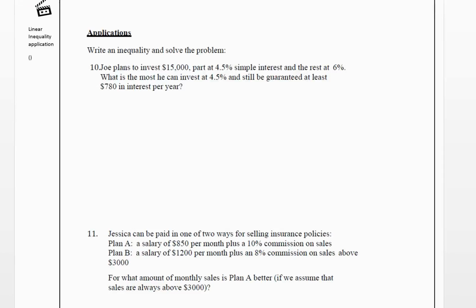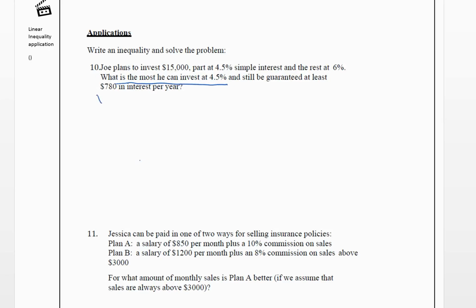Now we're going to work through a couple of application problems that use inequalities to solve the problems. So this first one says Joe plans to invest $15,000, part at 4.5% simple interest and the rest at 6%. What is the most he can invest at 4.5% and still be guaranteed at least $780 in interest per year?